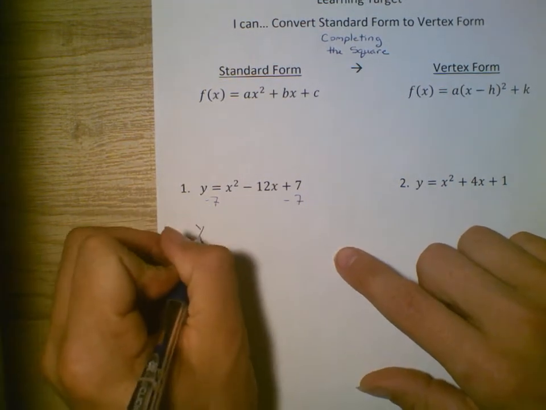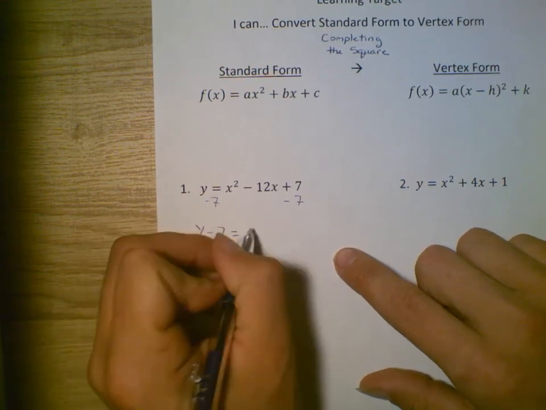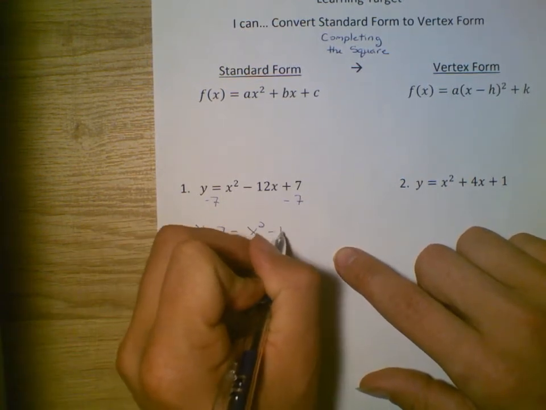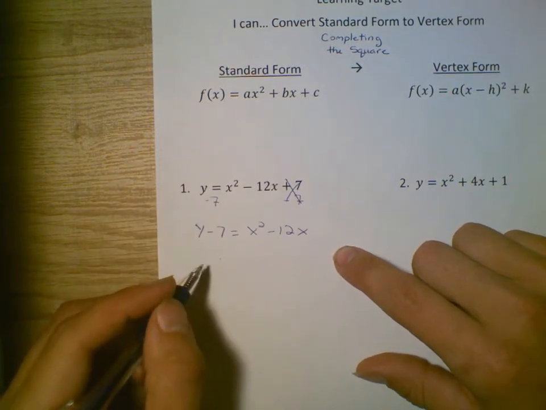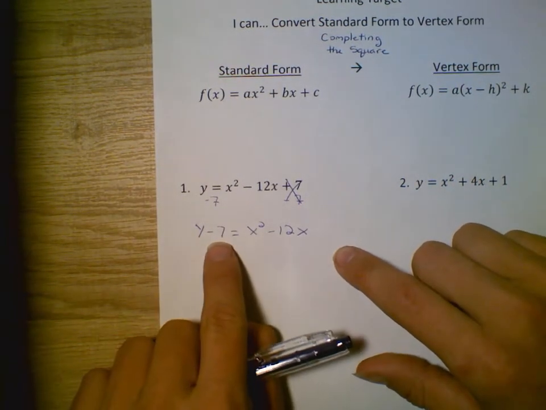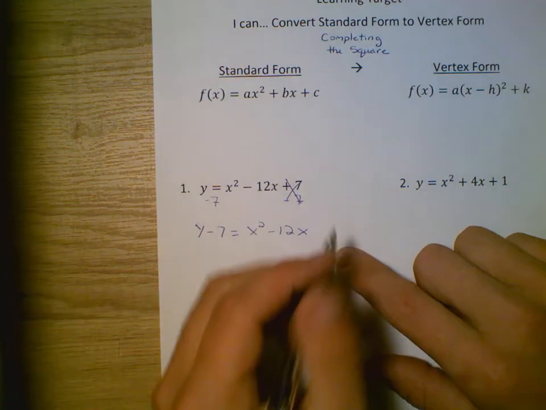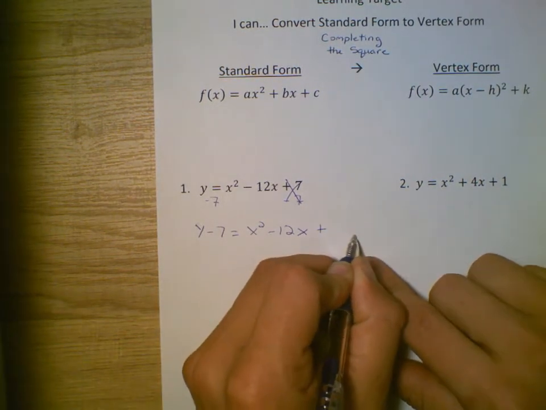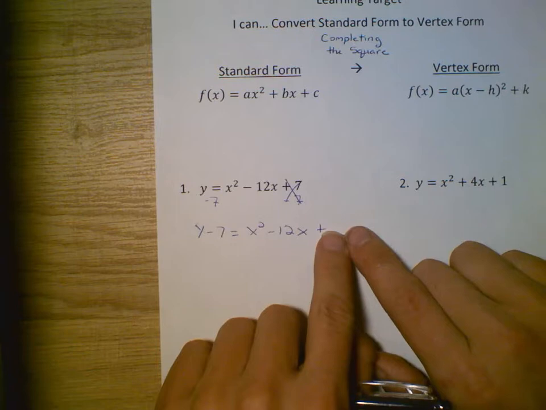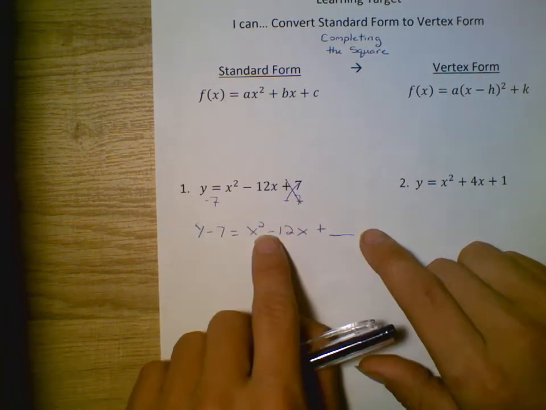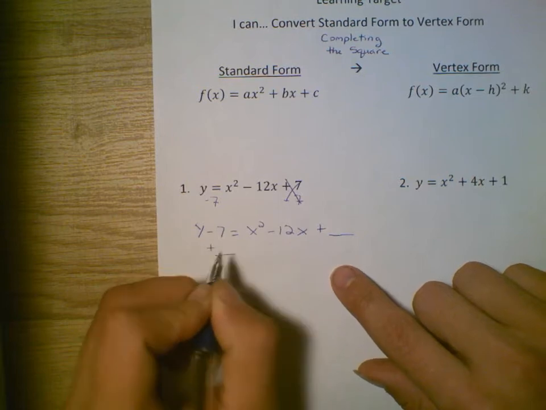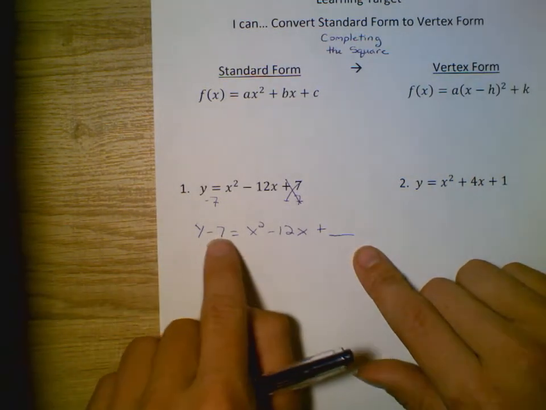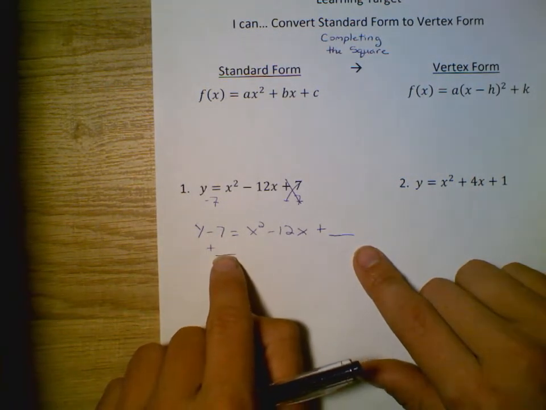So I'm going to get y minus 7 equals x squared minus 12x. Okay, so I've gotten rid of the last term, the c term, and I've moved it over out of the way onto the left side. Then what I'm going to do is add some number to the end of this quadratic so that I can factor this right side into a perfect square. Okay, but if I add it to the right side, in order to keep the equation balanced, I need to add it to the left side.